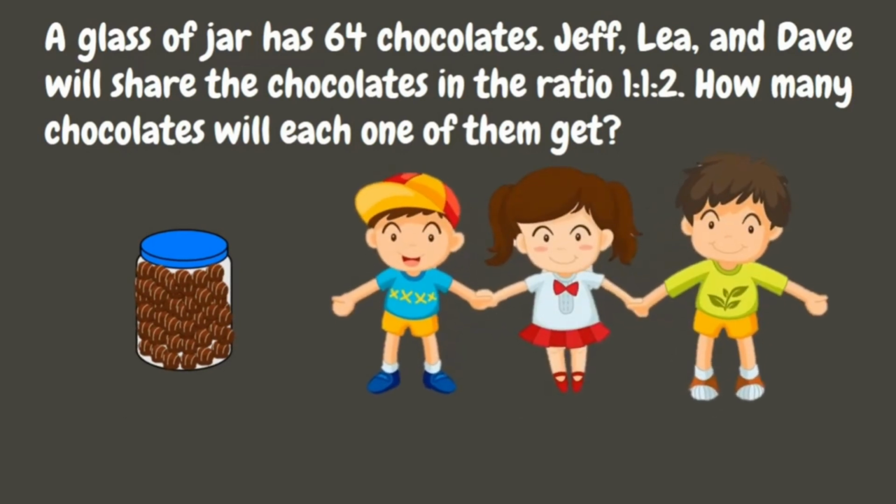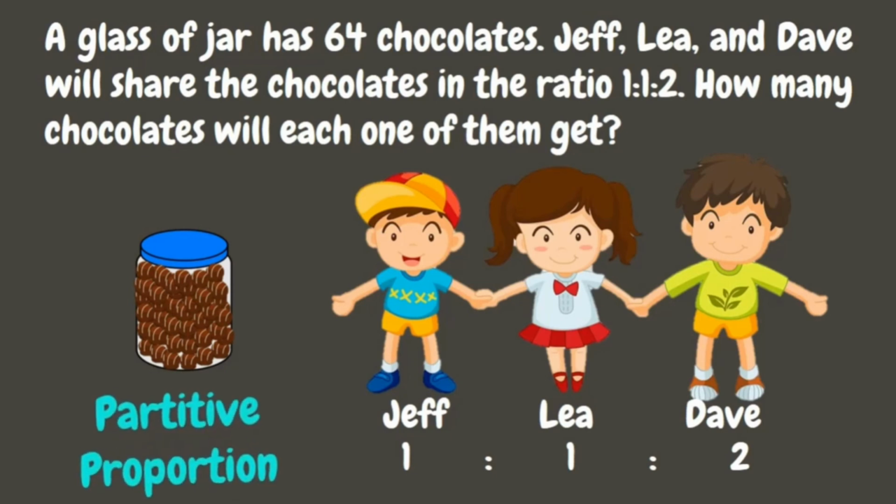A glass jar has 64 chocolates. Jeff, Leah, and Dave are to share these chocolates in the ratio of 1 to 1 to 2. Now, this kind of proportion is called partitive proportion because it involves sharing a whole. 64 is the whole, and the given ratio is 1 to 1 to 2.